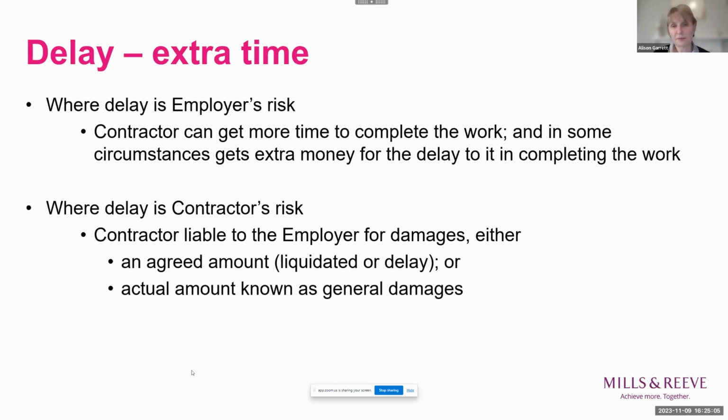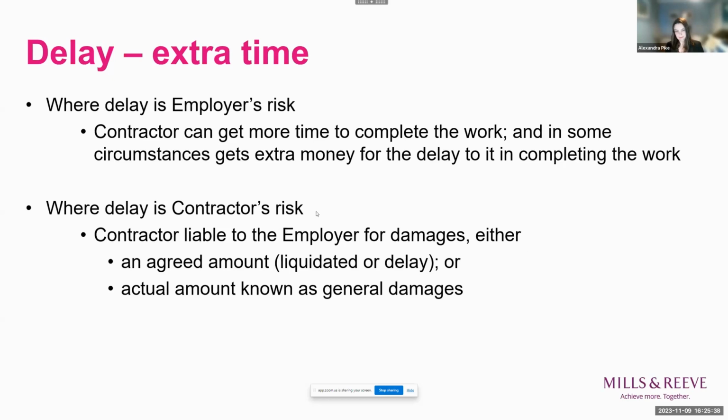The alternative to liquidated or delay damages is that when the works are actually complete and the employer can work out what its actual loss has been, it can claim that amount from the contractor, and they tend to be known as general damage claims. And here I come to my first top tip, which is really for the benefit of an employer. Employers, be careful if you have decided not to claim liquidated or delay damages, but you do want to claim general damages.